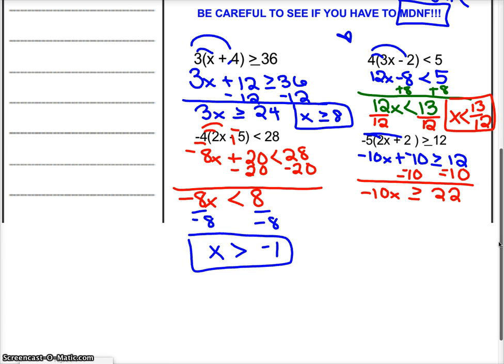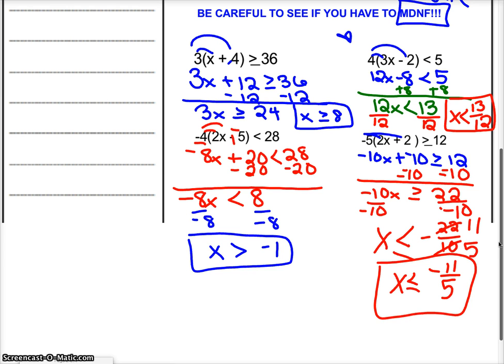It's tricky. Now I'm dividing by negative 10. I'm going to MDNF it. Divide by negative 10. So I have to flip it, negative 22 tenths. Notice that I just bring the negative to the outside. That's just common etiquette for math, I guess. The negative goes on the outside. Then I simplify it. So I divide them both by 2, and it's negative 11 over 5. So, notice that although I don't turn it into a mixed number, I do simplify them if they both share a factor.